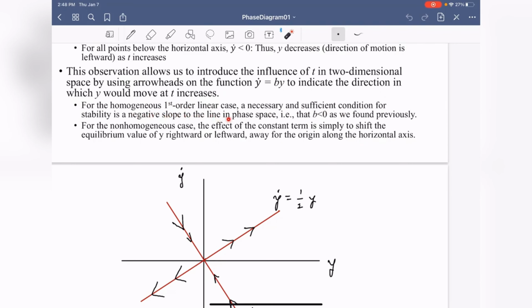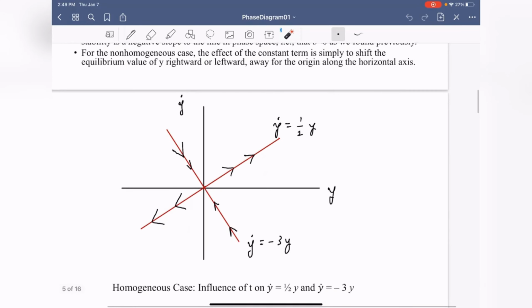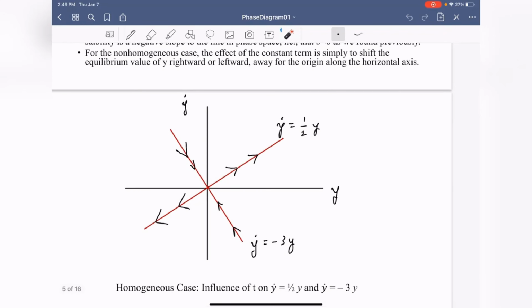i.e. that b is less than 0, as we found previously when we looked at solving a single differential equation. For the non-homogeneous case, and we'll only look at one, the effect of a constant term is simply to shift the equilibrium value of y rightward or leftward away from the origin along the horizontal axis. So let's look at the influence of t on y dot equals 1/2 y and on y dot equals minus 3y.